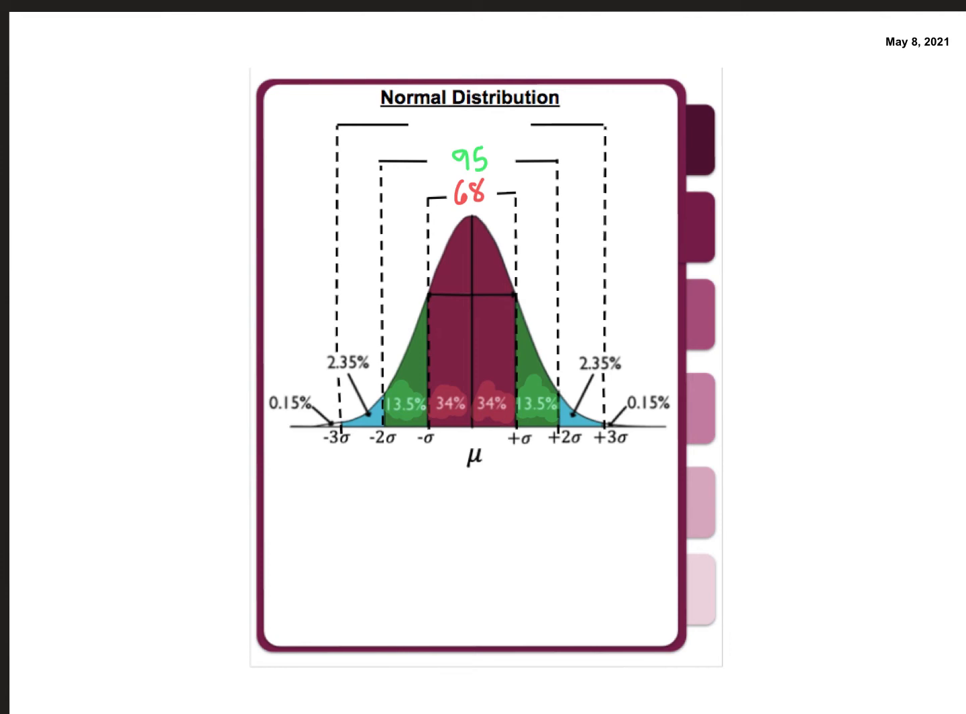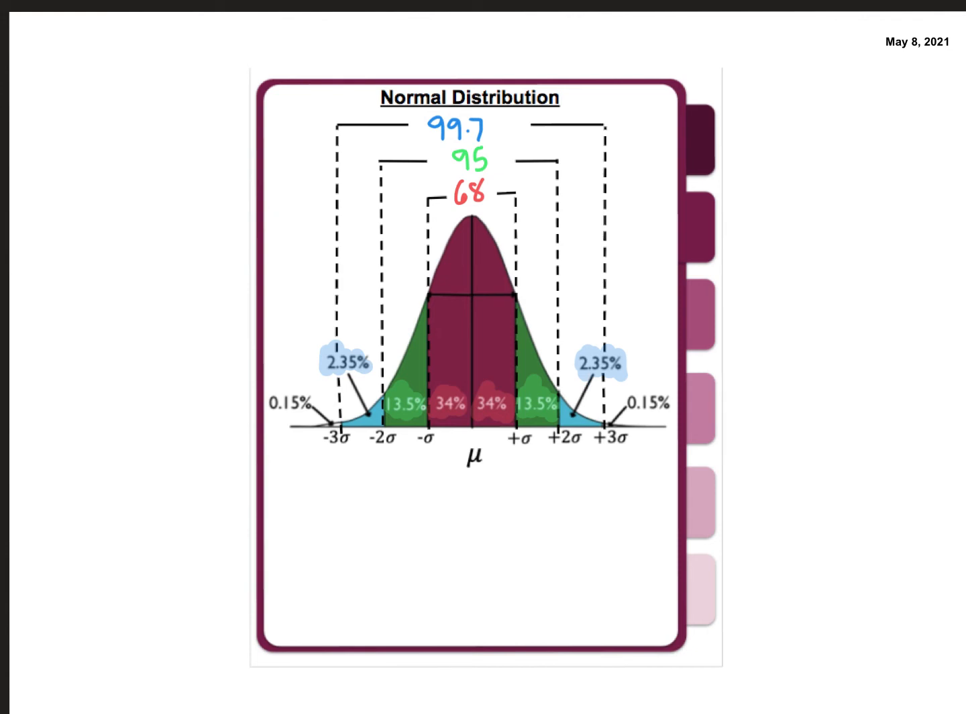And then the last part, notice we have 2.35. So if I add that to my 95, we get 99.7. And we call this rule the 68, 95, 99.7 rule. It tells you how much of your data falls between a certain part of your curve.